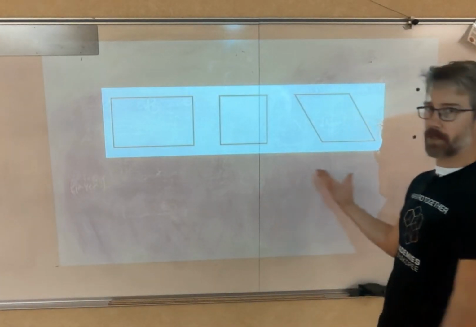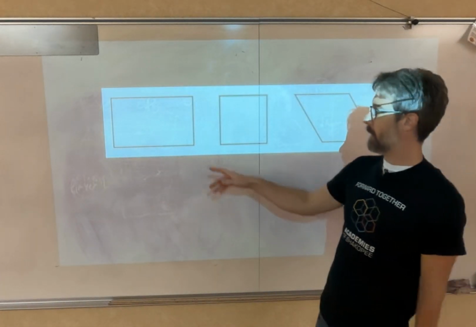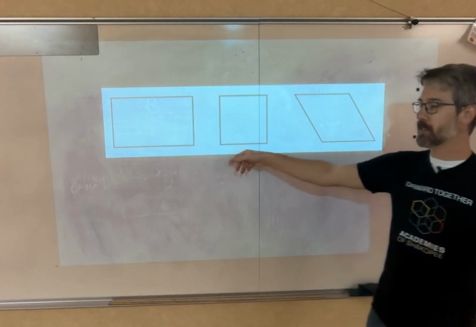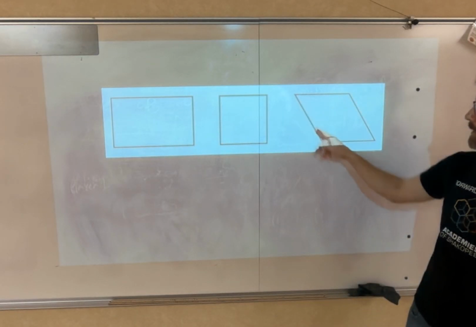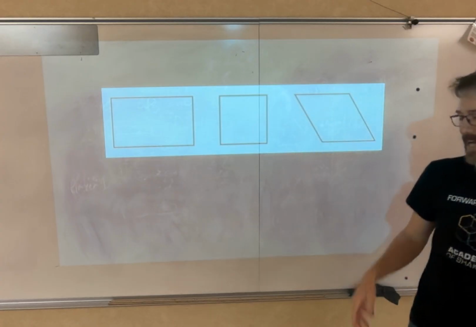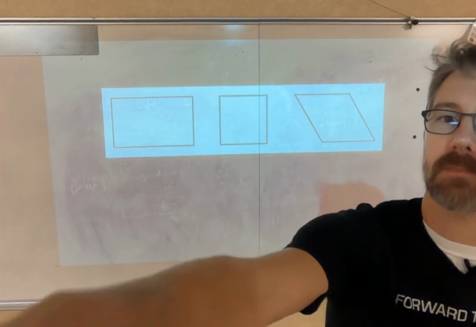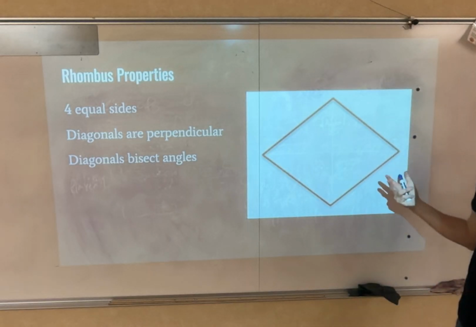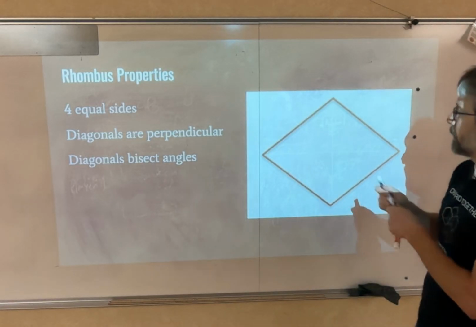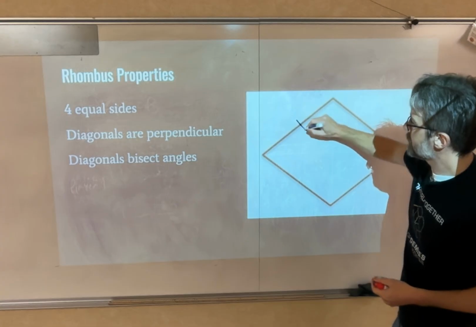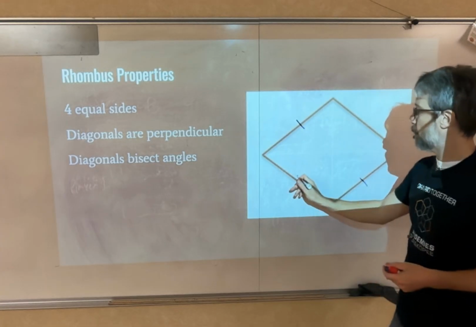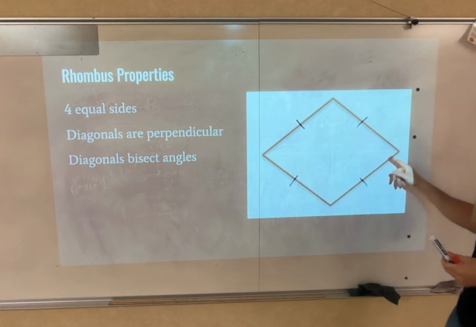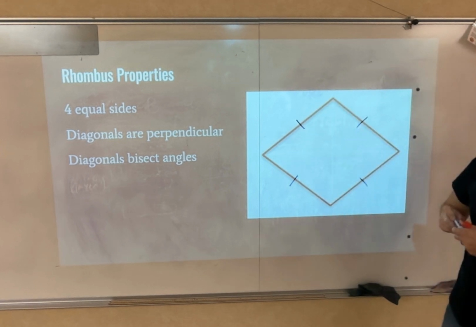Here are examples of our three different special parallelograms: our rectangle, our square, we've seen those before, and then a rhombus, which is oftentimes thought of as a diamond shape. Okay, so what makes a rhombus a rhombus? It is a parallelogram, but unlike other parallelograms, this one, all four sides are equal. So all of the lengths of all four sides are equal.